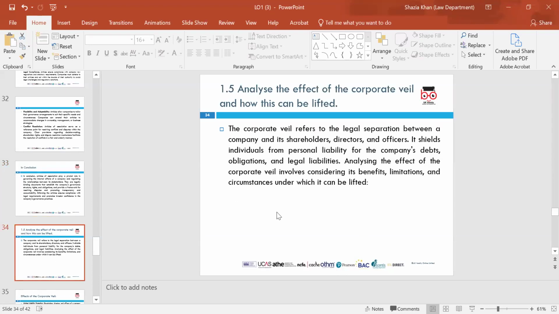So now we'll go on to 1.5, which is to analyse the effect of the corporate veil and how this can be lifted. The corporate veil refers to the legal separation between a company and its shareholders, directors and officers. It shields individuals from personal liability for the company's debts, obligations, and legal liabilities. Analysing the effect of the corporate veil involves considering its benefits, limitations, and circumstances under which it can be lifted.